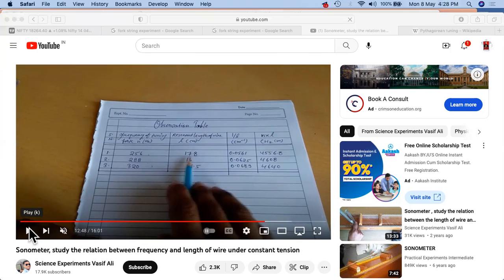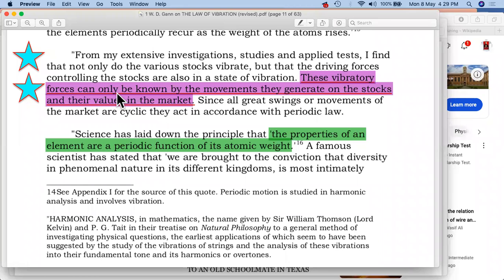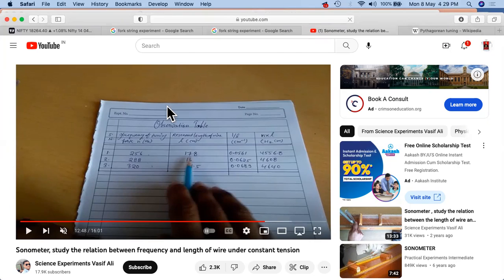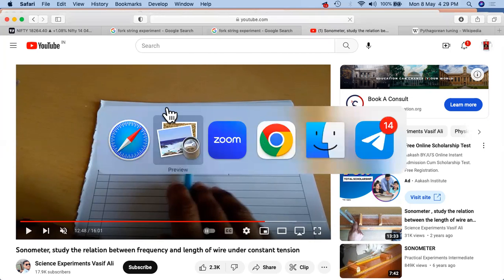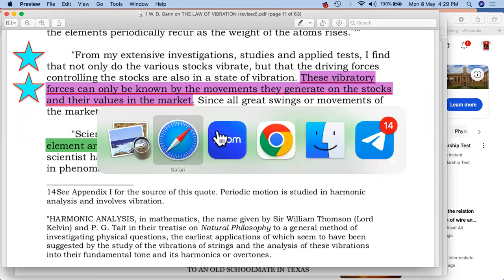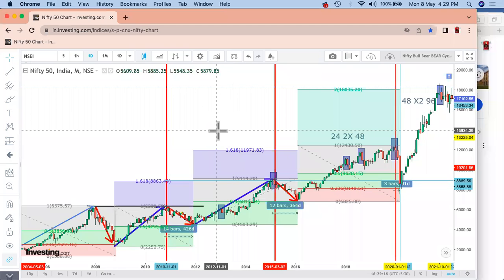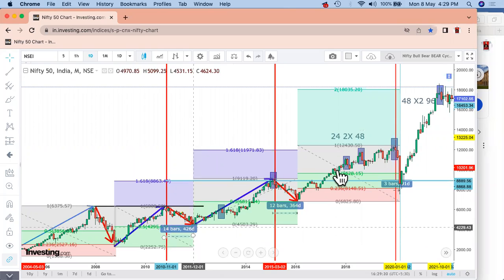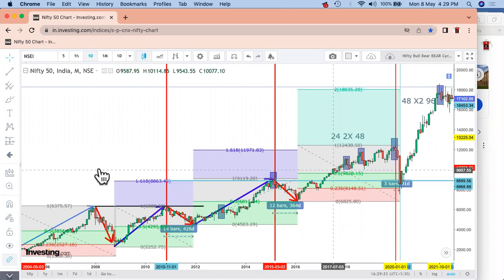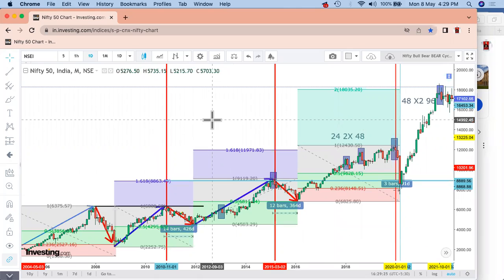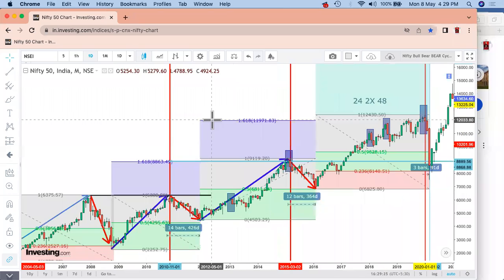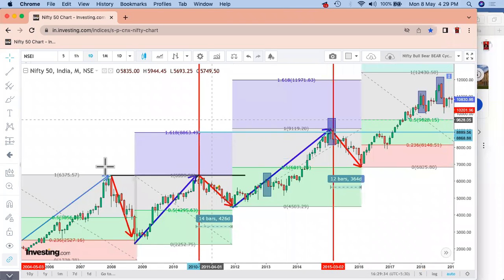So this is what the sentence is trying to say: these vibratory forces can only be known by the movement they generate on the stocks and their values in the market. Now, first thing is the value of the stocks, and second thing is the price and the time in the market. There can be smaller reversals or bigger reversals. For example, if we are seeing this more in terms of a bull and bear cycle, right? If this is a bull and bear cycle, the vibrations would be proportionate in that way. So this would be on a longer term, right?